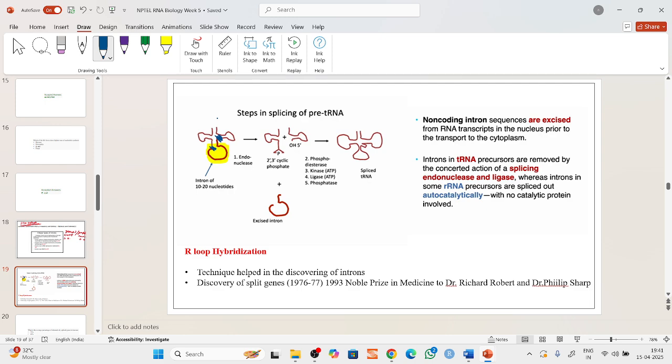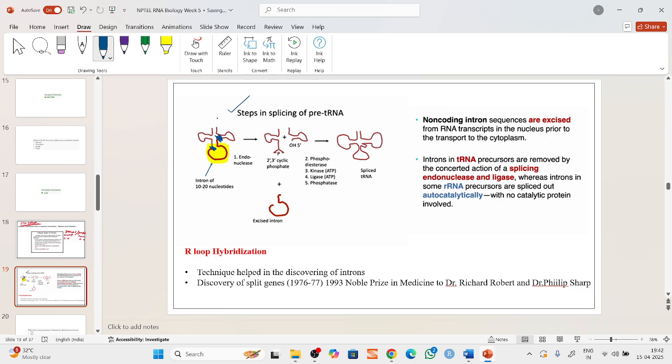It forms 2',3' cyclic phosphate, and here you have an exposed OH group. Then what comes? First is the action of endonuclease. Then phosphodiesterase, kinase, ligase, and phosphatase come. And when all these come, then you have this spliced tRNA. Ligase will join, kinase will provide the ATP, phosphodiesterase will form the phosphodiester bond, and therefore this spliced tRNA is formed. So these are the steps in the splicing of a pre-tRNA.